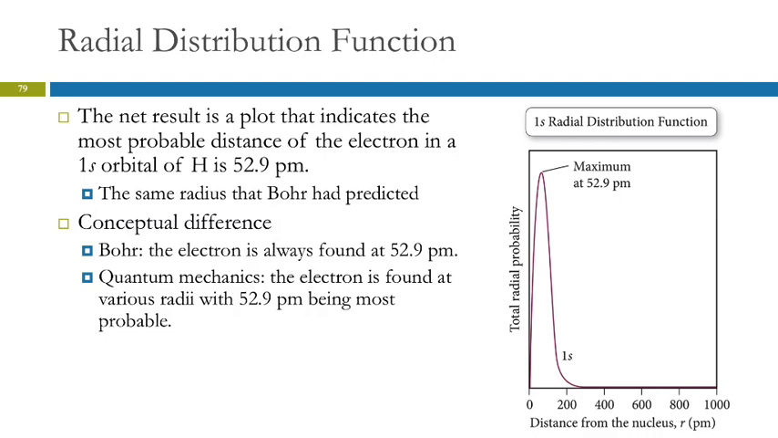These two ideas agree, but there's an important conceptual difference. In the Bohr model, the atom is like the solar system, and so we have the electron going in a circular orbit around the nucleus, and Bohr calculated that it is 52.9 picometers from the nucleus. But quantum mechanics says that the electron is found at multiple radii from the nucleus, but the most probable is 52.9. So there's an important difference there.